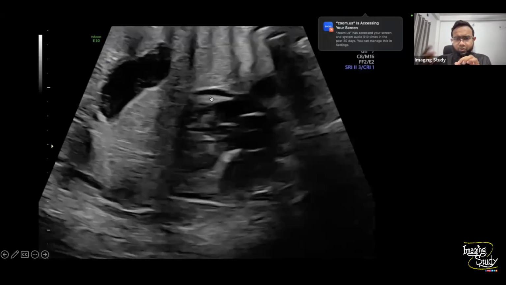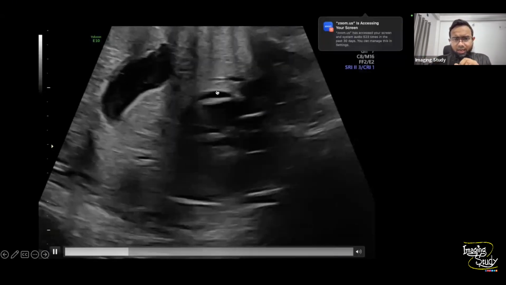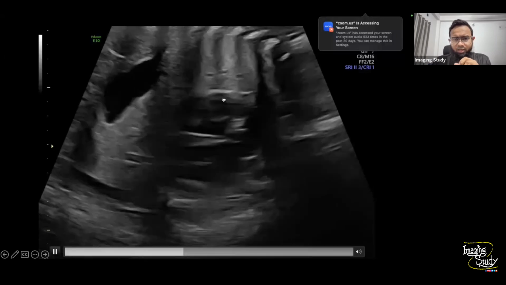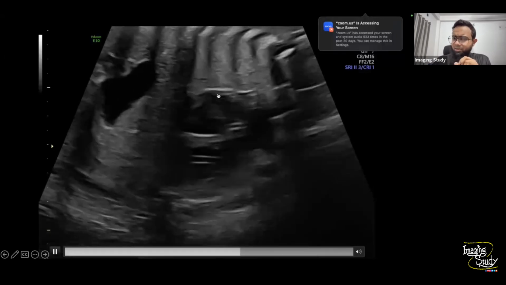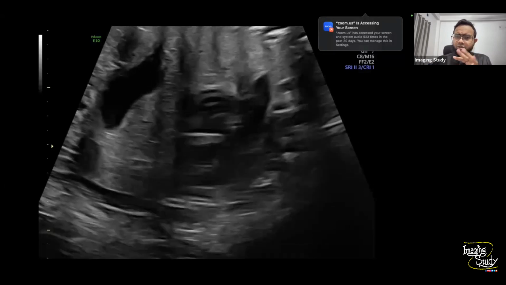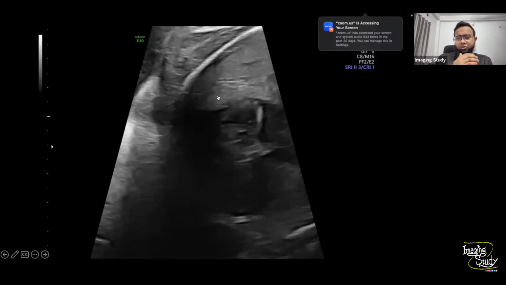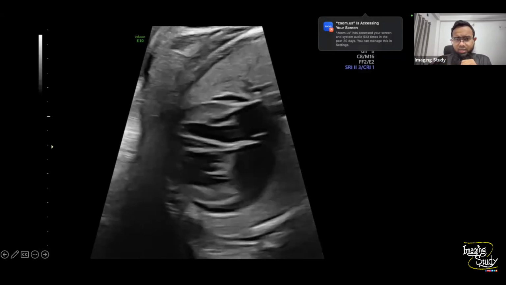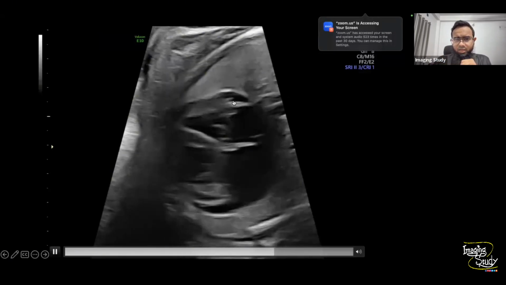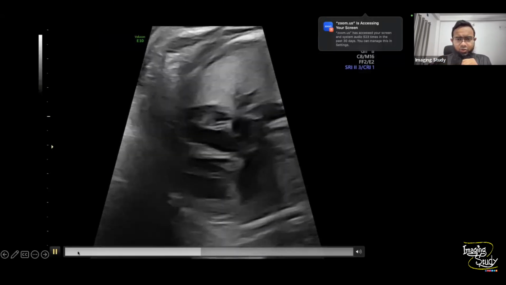It's not clear, so let's look at another view. If we look at this part, there should be some fluid at the pericardial region. So pericardial effusion is another common finding, but we need to look at it a little bit carefully. So just moving here and there, now you can see this is a pericardial effusion here. So a very small amount of effusion.